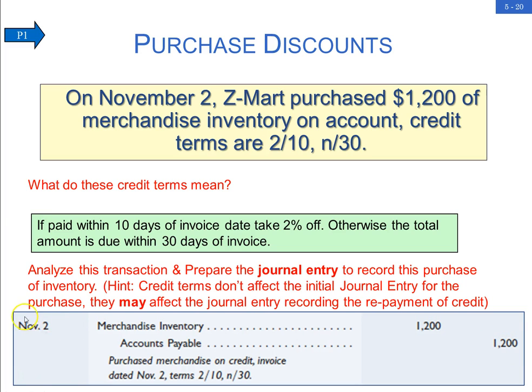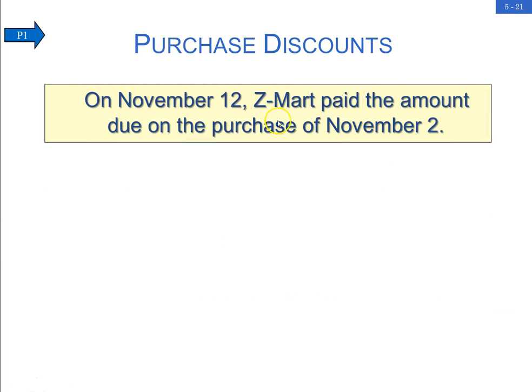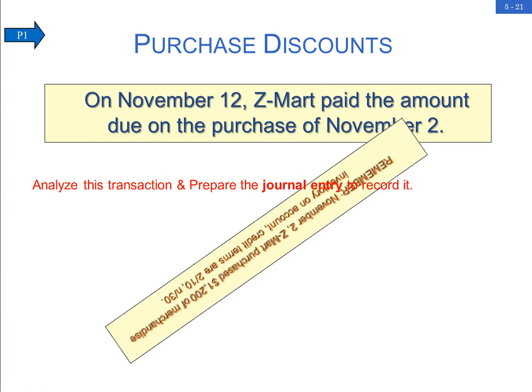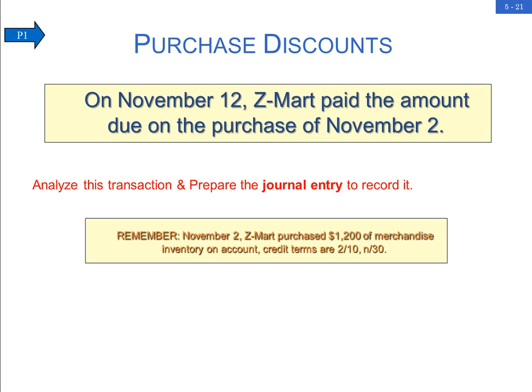So it's November 2nd. Let's assume that is our invoice date when we purchase these goods. It's 10 days later, within the credit terms, and we're going to pay the full amount due from the purchase on November 2nd. Remember, it was $1,200 that we purchased. This is the old transaction, I'm just recreating it here. We purchased $1,200, but the credit terms had a 2% discount if we paid within 10 days. This is 10 days later.